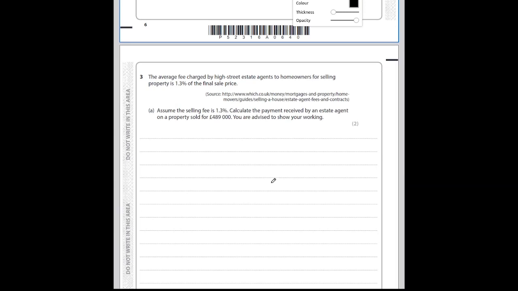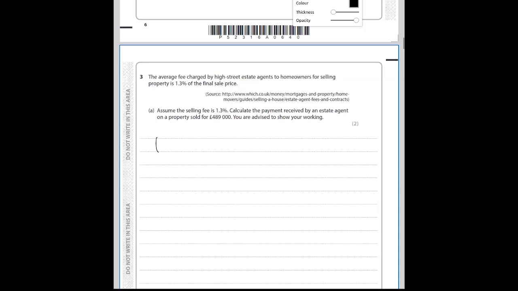Question 3 reads, the average fee charged by high street agents to homeowners for selling property is 1.3% of the final sale price. Assuming the selling fee is 1.3%, calculate the payment received by an estate agent for a property sold for £489,000. Very strange question, this. I don't know really what they're testing you on.